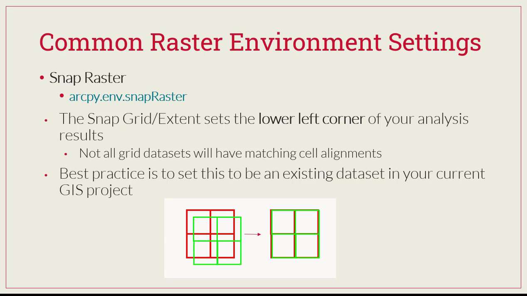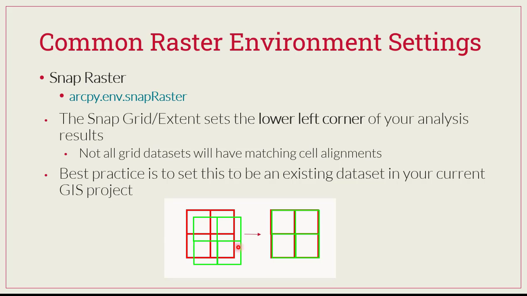The final property we're going to cover is the snap raster. This is the setting that determines the starting point, which is actually the lower left-hand corner, for your output grids to begin drawing the grid that it's going to create for the output. So it's that lower left-hand corner that's the anchor for where that is going to be drawn.